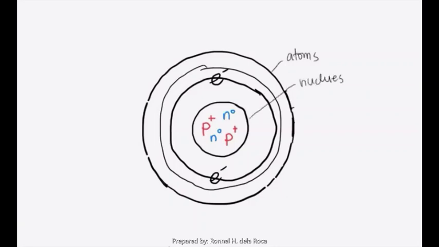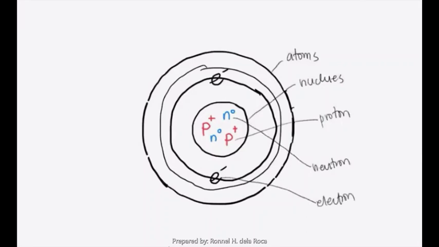At sa loob naman ng nucleus ay meron tayong matatagpuang charged particles. Ang charge ay ang electrical property ng atom kung saan ito ang responsible sa pagkakaroon natin ng concept ng electricity. So sa loob ng nucleus ay matatagpuan natin ang positively charged particle which is called the proton. Matatagpuan din natin sa nucleus ang uncharged particle which is called the neutron. At sa labas naman ng nucleus ay matatagpuan natin ang negatively charged particle which is called the electron.